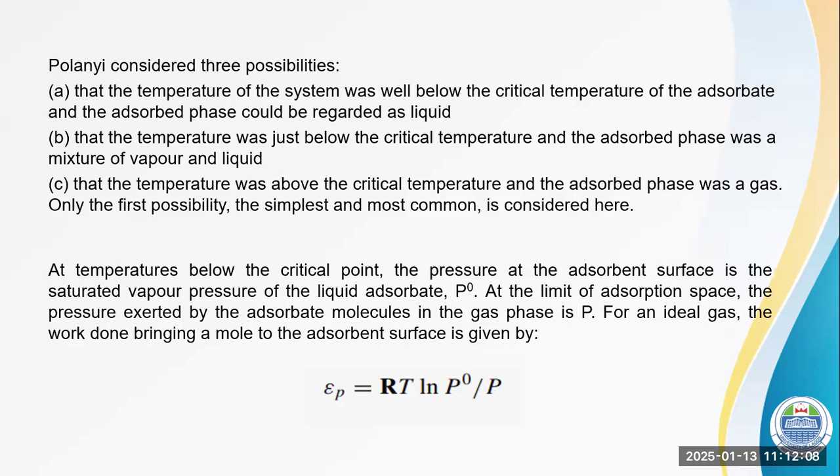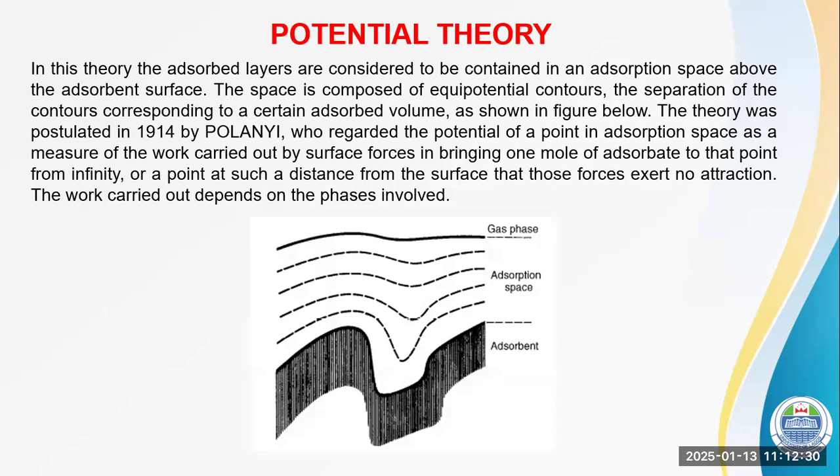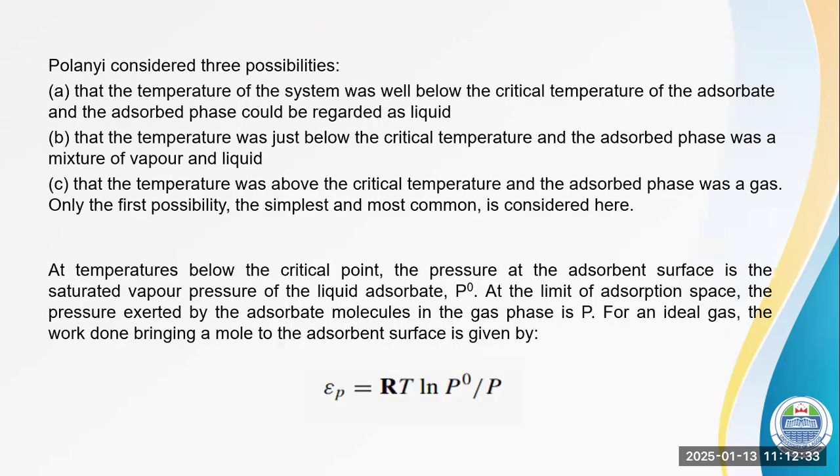The first point, point A, has been considered the simplest and most common, where the space in between the adsorbate and the adsorbent behaves as a liquid. That's what we have in the diagram on this slide. At a temperature below the critical point, the pressure at the adsorbent surface is the saturated vapor pressure of the liquid adsorbate. That's your P naught.